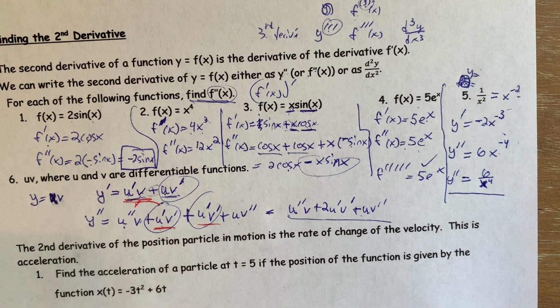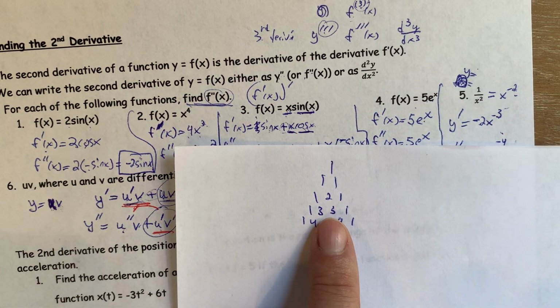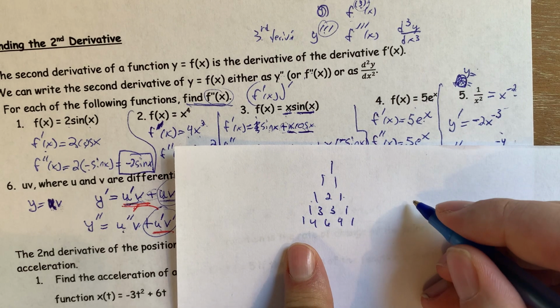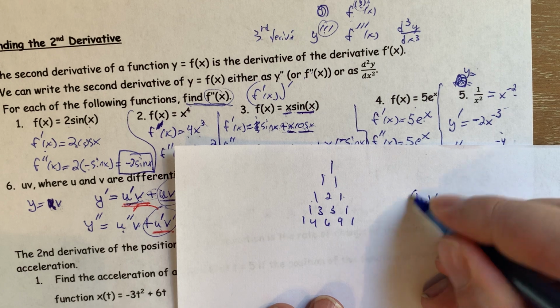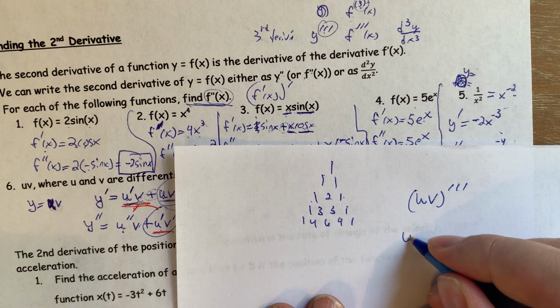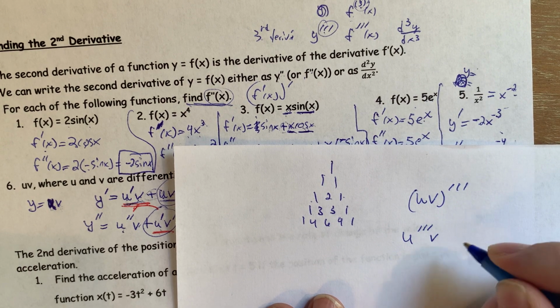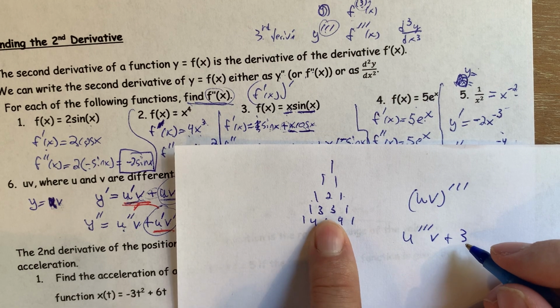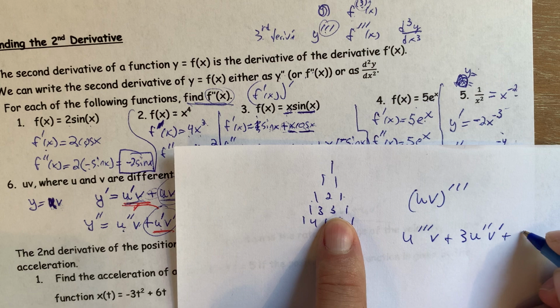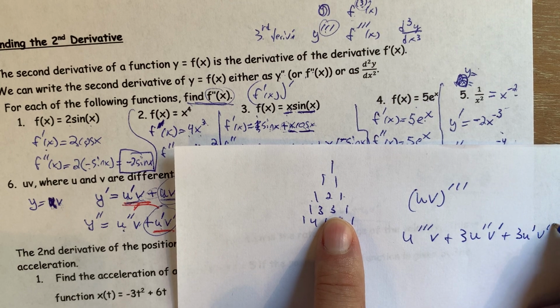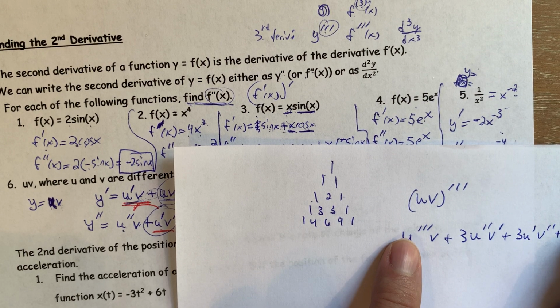And you could do actually a third derivative. We talked briefly about Pascal's triangle earlier. It actually follows this pattern where if you have two things multiplying and you do the third derivative, it'll come out to be u prime prime prime v plus 3 u prime prime v prime plus 3 u prime v prime prime plus u v prime prime prime.